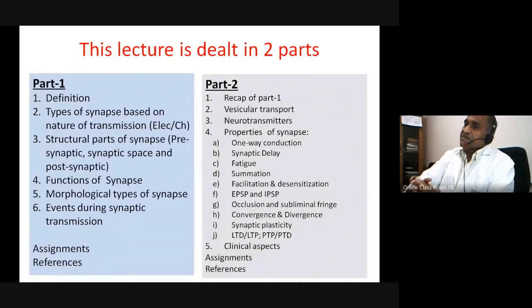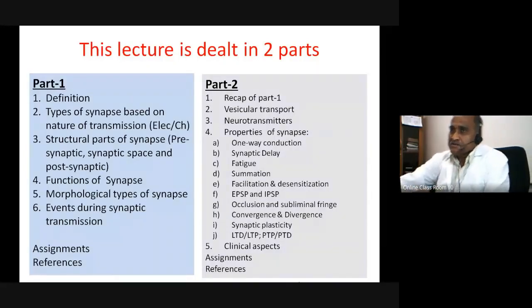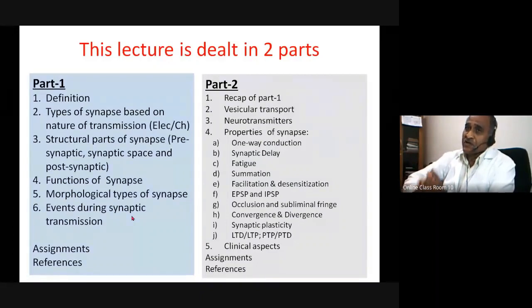Overall, this particular topic I want to deal in two parts. The first part, I want to give you an idea about the definition, then types of synapses based on the nature of transmission, the structural parts of the synapse, the functions of the synapse, the morphological types of synapse, and events during synaptic transmission. That means listing the various events during synaptic transmission. These 6 topics I would cover today.